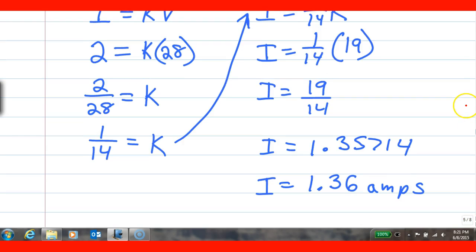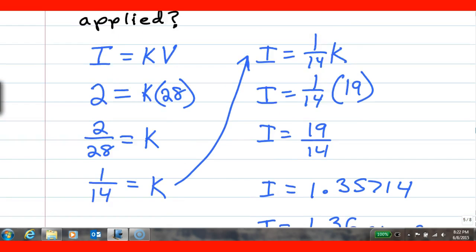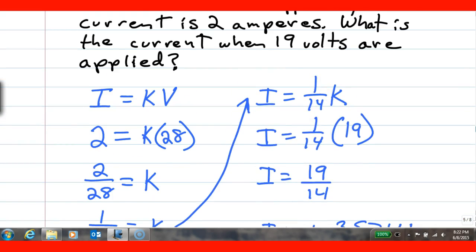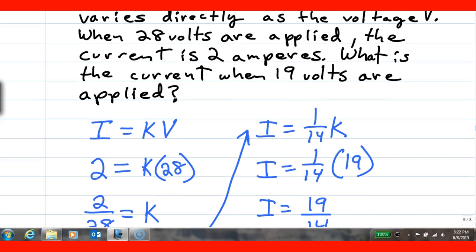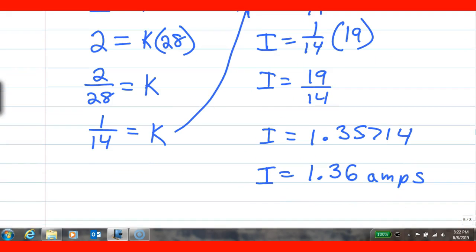I could take this one then and divide the 14 into the 19 so that I get a decimal, which is 1.35714. I want to go ahead and round this number off. It doesn't tell me exactly where to round it off on this one. When that happens, having a couple of decimal points will be sufficient. So I'm going to use 2 decimal places.